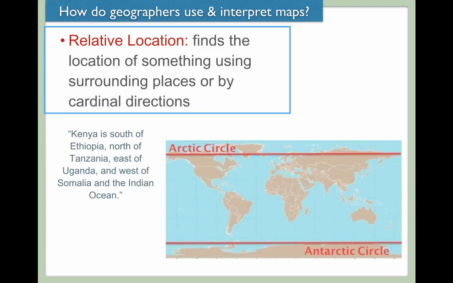That doesn't tell you exactly where it is. It tells you where it is in relation to other places. Let's try a different one. Mexico is south of the United States, west of Venezuela, north of Panama, and east of China. Right? So that's going to tell you the relative location of Mexico using other points.